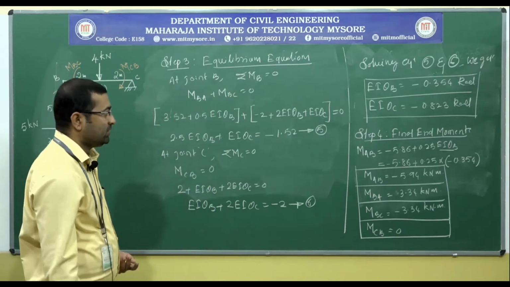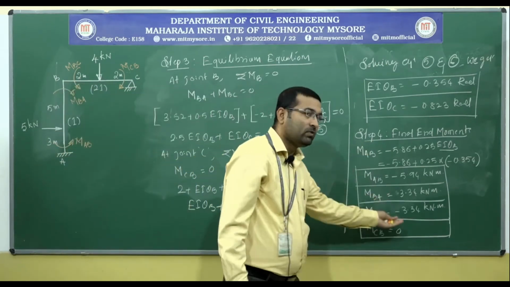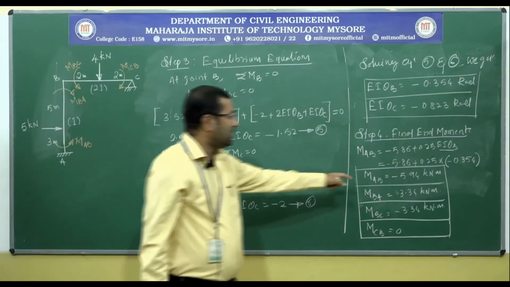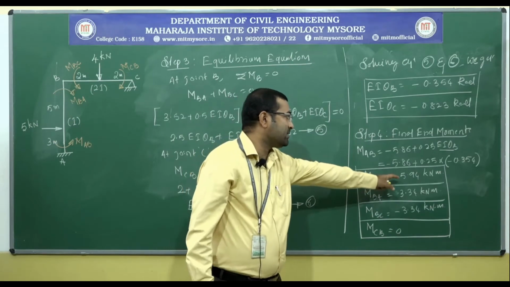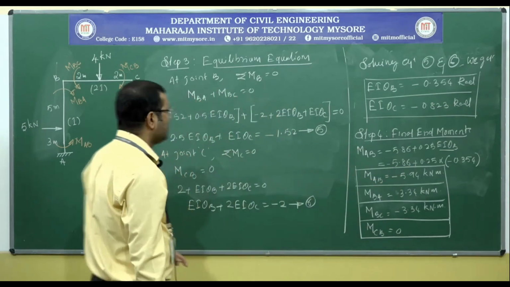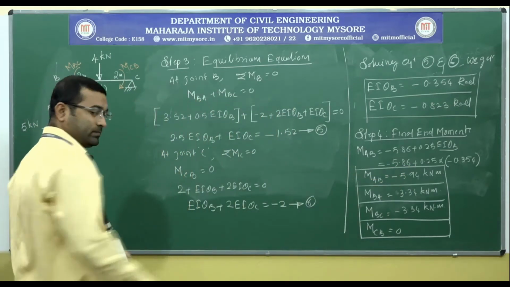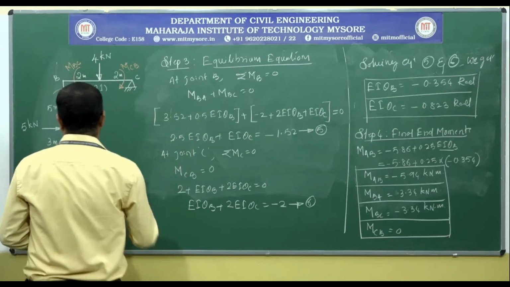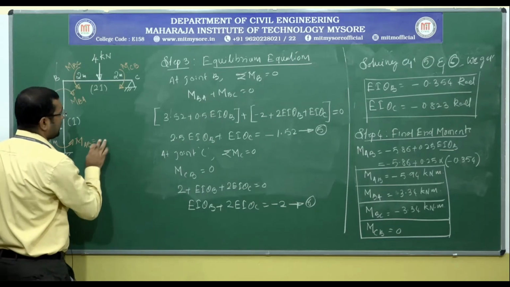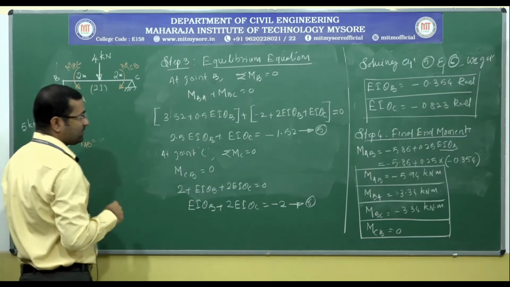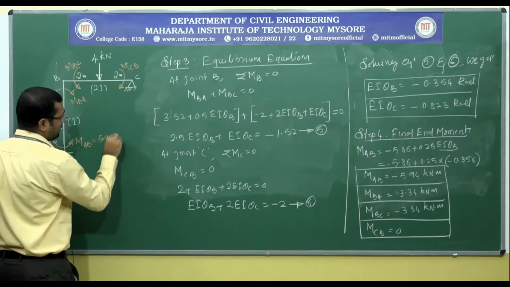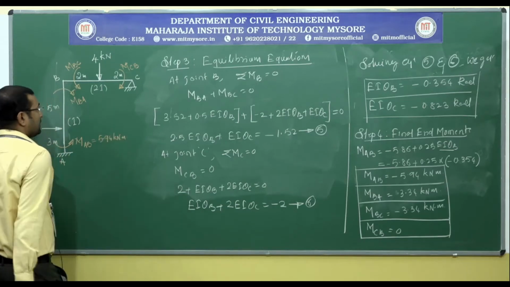So what we need to do here is represent these end moments in the loading diagram. See, for example, the value of MAB is minus 5.94, minus indicates it is an anti-clockwise moment. So let me write that. MAB, it is minus, so I have represented minus as an anti-clockwise moment. I will just show the magnitude, that is 5.94 kilonewton meter.